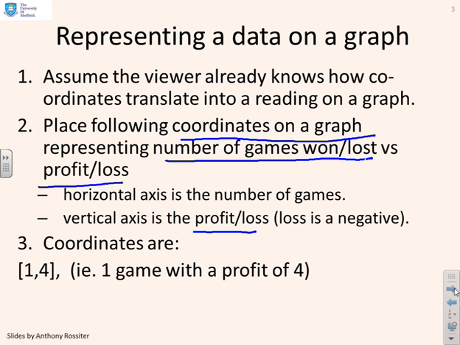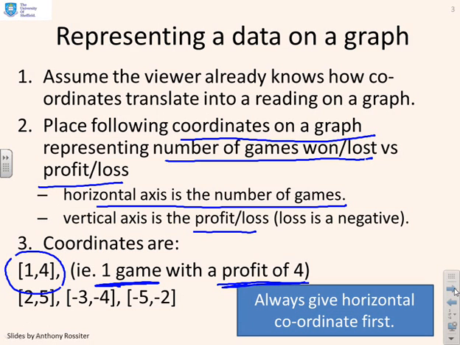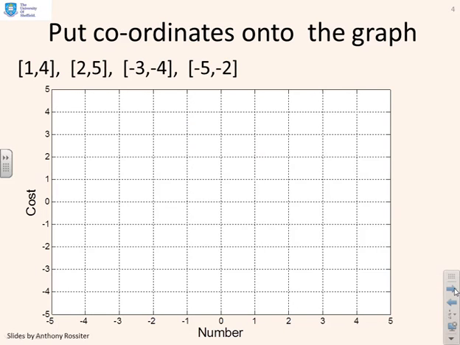We might give you coordinates something like 1, 4. Now, because we've said the horizontal axis is the number of games, and you always take the horizontal axis first, that means these coordinates represent 1 game, and the 4 means you made a profit of 4. I've also given you some other coordinates here. Now, we're going to give some graph paper, and we want you to mark these coordinates on the graph paper. And remember, you always give the horizontal coordinate first.